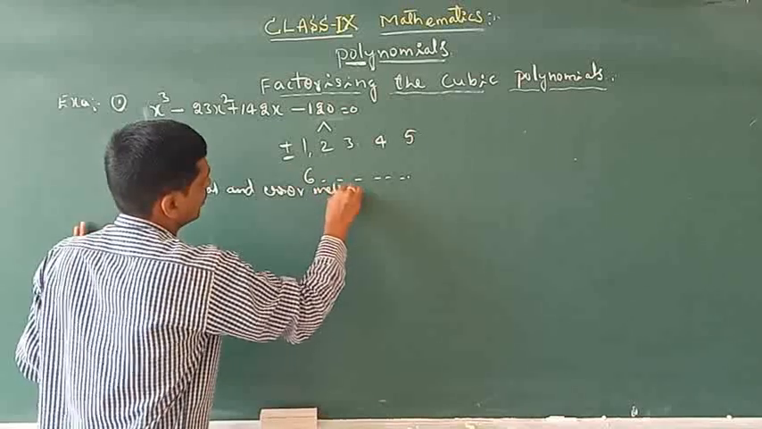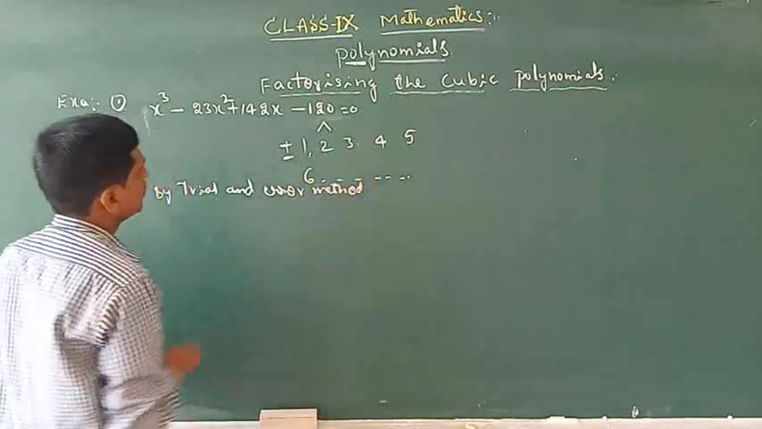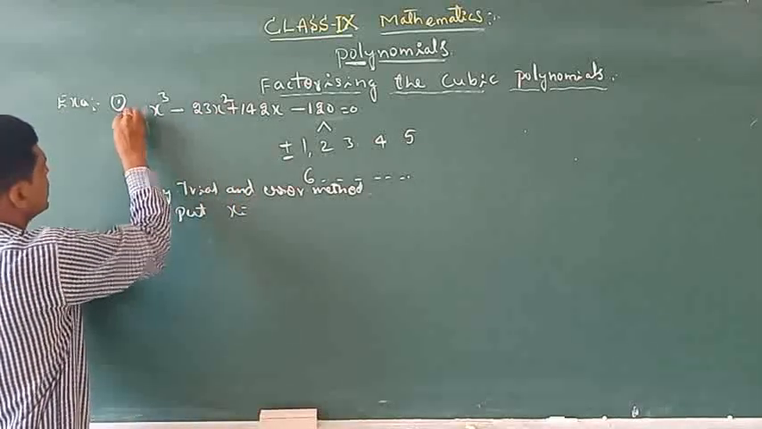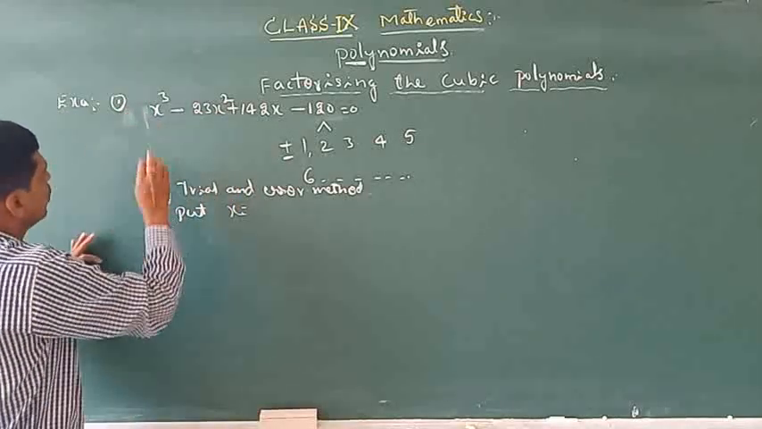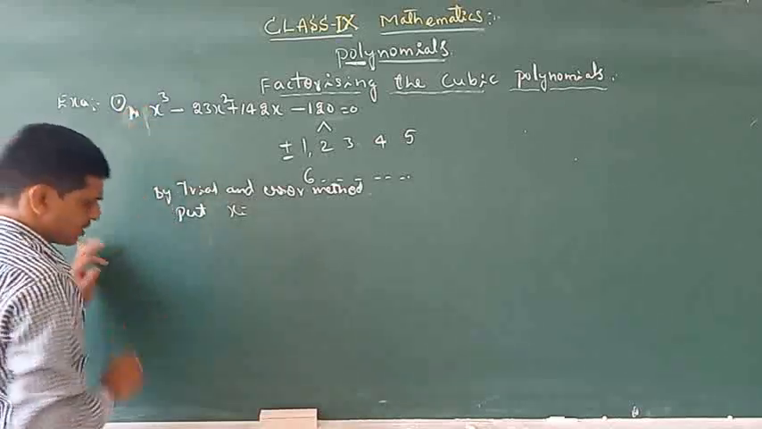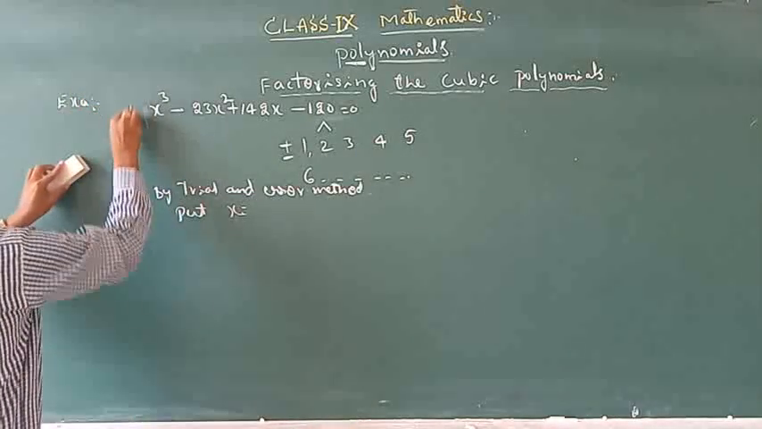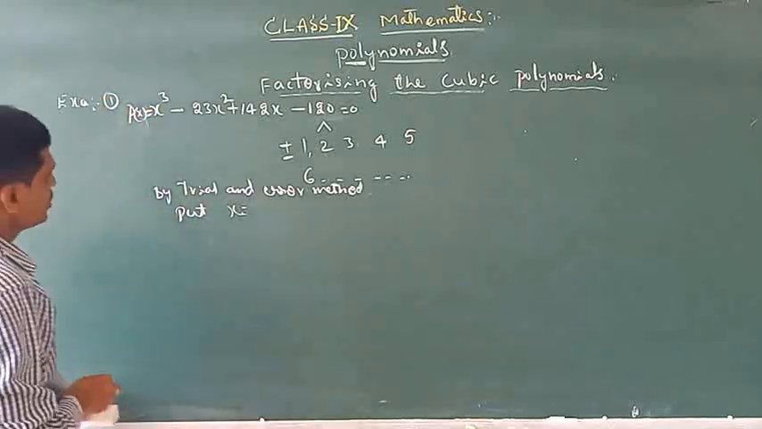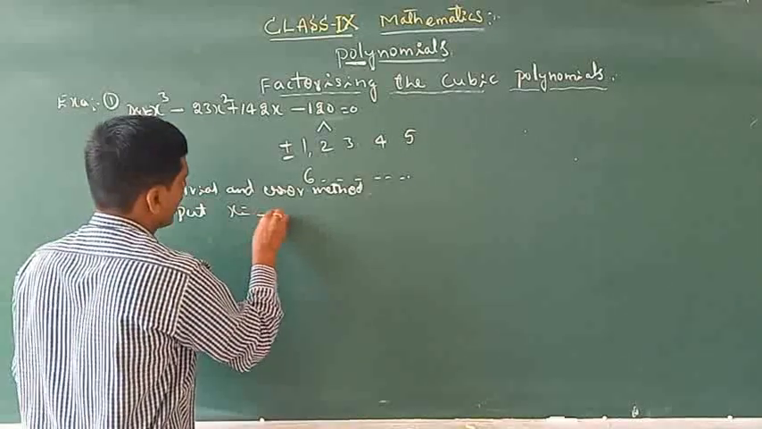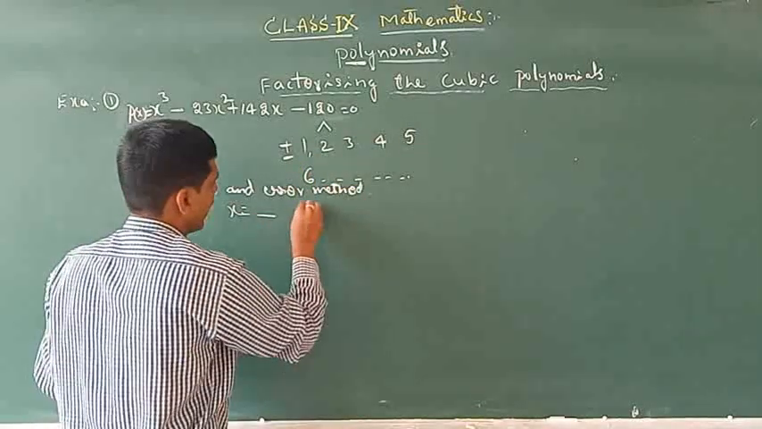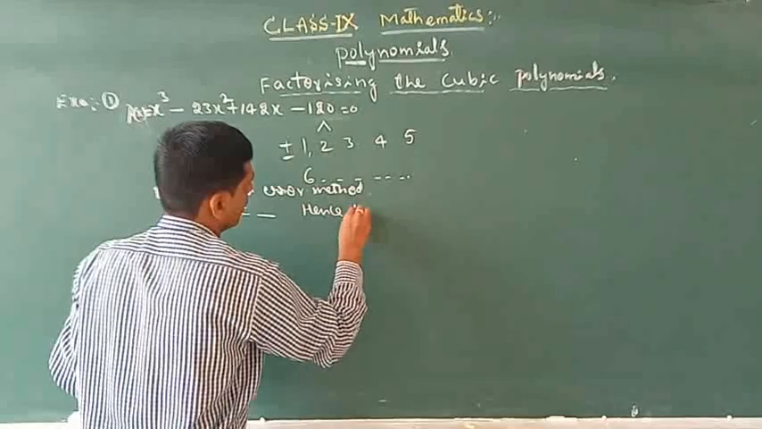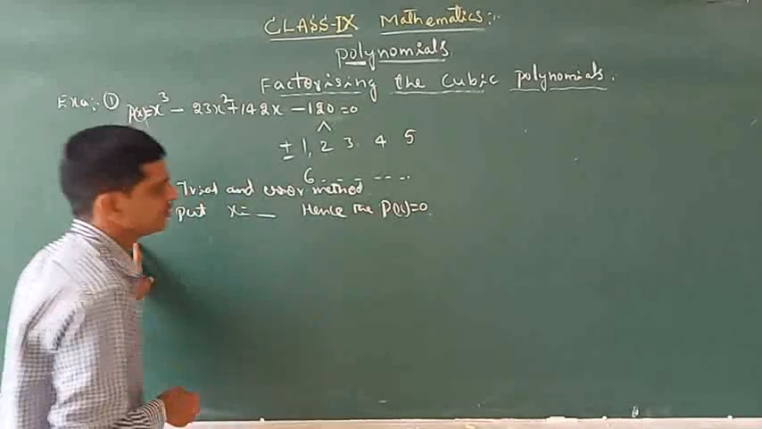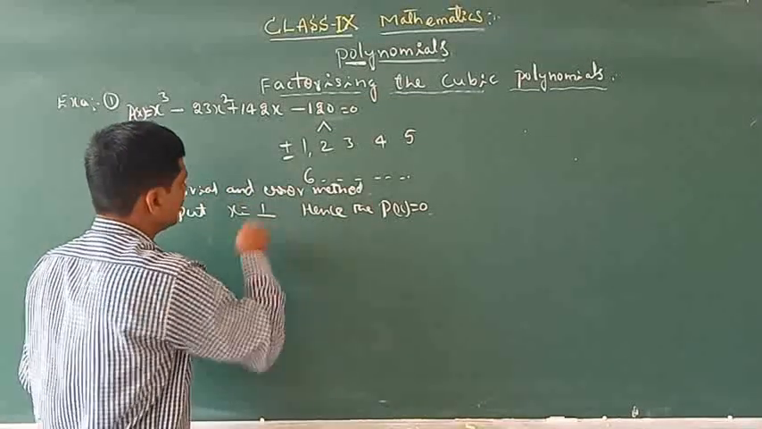Okay. So by trial and error method, consider x is a variable now, because it is a polynomial of x. So that is why it is a polynomial of x. So put x equal to some value out of this divisor, such that the polynomial p of x is equal to 0, which is, let's consider, 1.